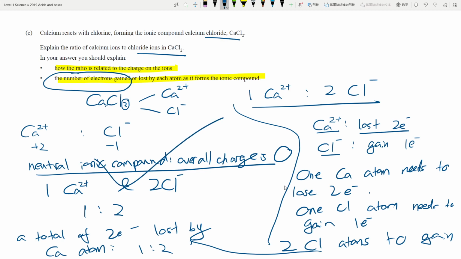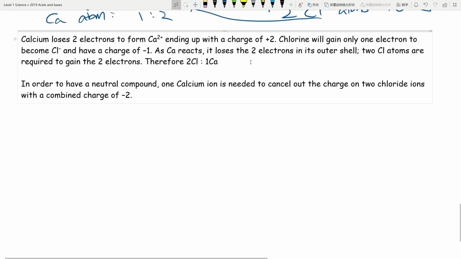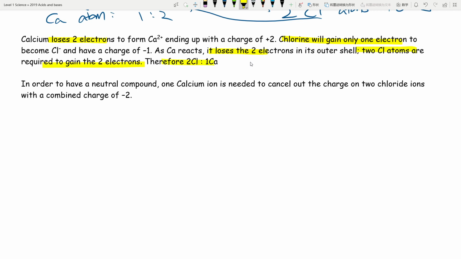If you did this, that's merit. If you did this, that's merit. If you did both of them, that's excellence. Okay, so let's have a look at the answers. Calcium loses 2 electrons to form Ca2+. So this is starting with the electrons first. Chlorine only gains 1. As a result, you lose 2 electrons in the shell. So you need 2 Cl atoms to gain the 2 electrons. Therefore, it's 1 to 2. And to have a neutral compound, you need 1 calcium to cancel out the charge of 2 chloride. So overall charge is 0.